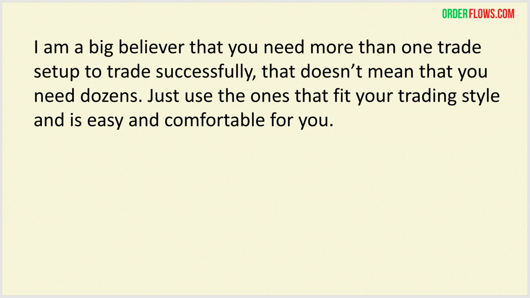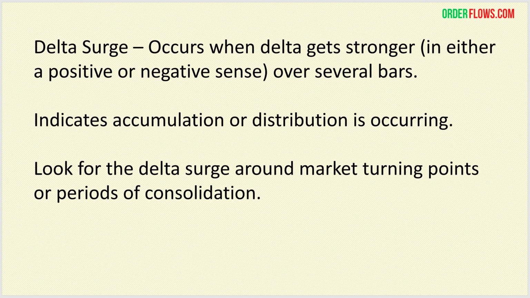So that's what trading is about, finding what works for you, maybe taking something and adapting it to your trading style, or making a slight change that is going to help you become more successful in the markets. So the first one I'll talk about is Delta Surge. Delta Surge occurs when the delta gets stronger in either a positive sense or a negative sense over several bars, 4 bars, and it indicates accumulation or distribution. I like to look for Delta Surge around market turning points or periods of consolidation.